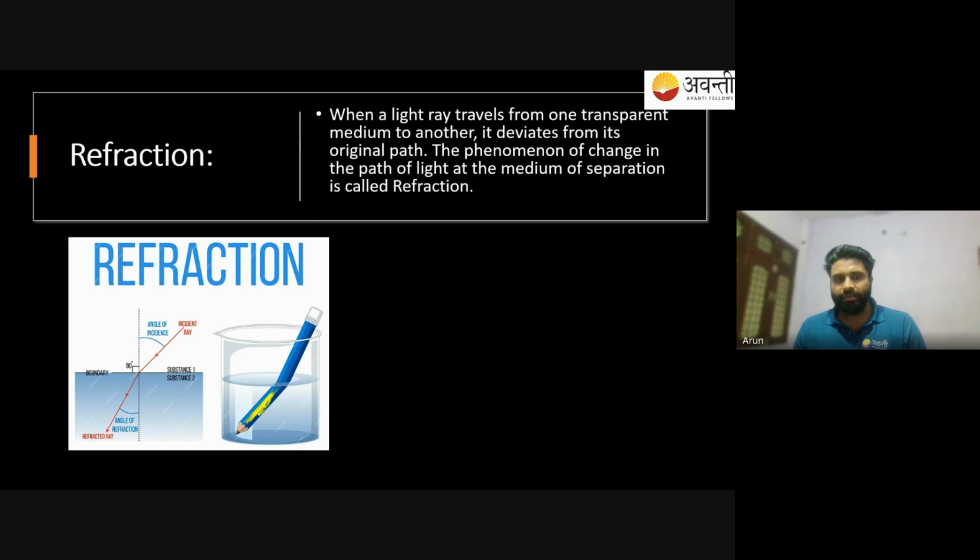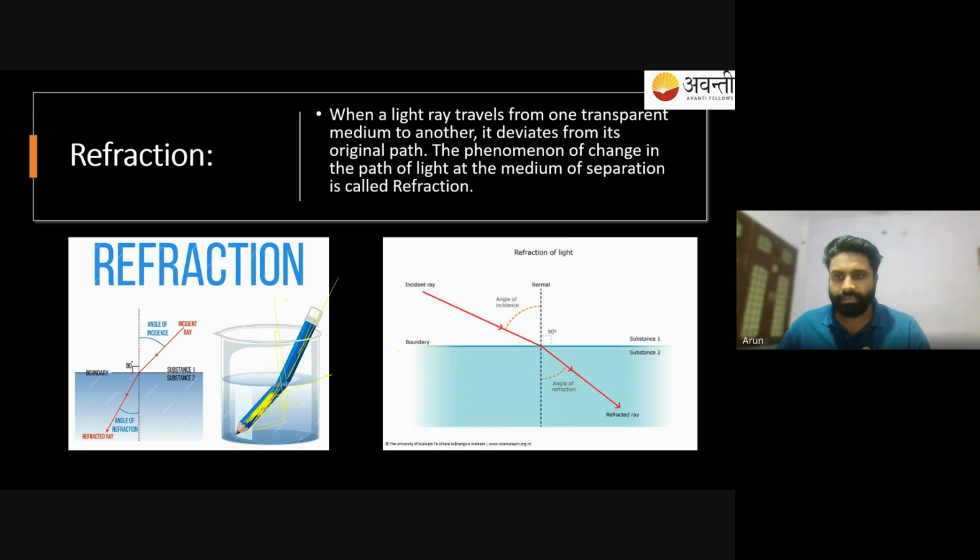Okay, this is because of the refraction, because the light ray is coming in this direction. After refraction it is changing its path, so it would appear as if it is coming from here, but this is not the actual path, this is the path after deviation. Okay, let me tell you more about this.